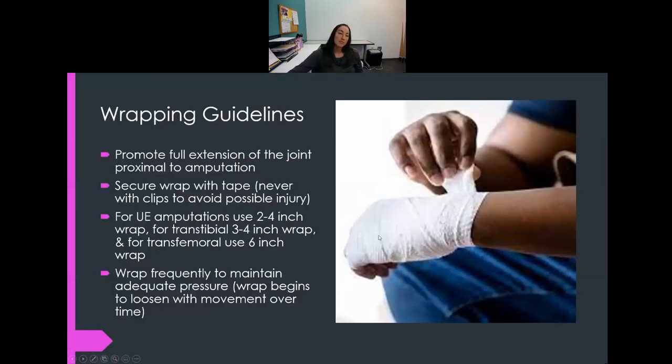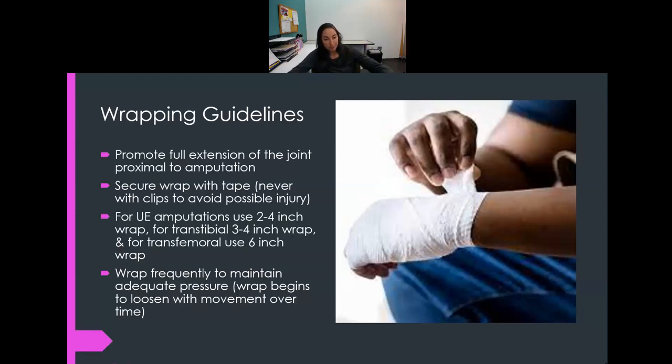Promote full extension throughout the joint that is remaining so that they don't get stuck into a flexed position. Secure the wrap with tape. Do not use those ACE bandage clips. They can puncture the patient and cause a wound.